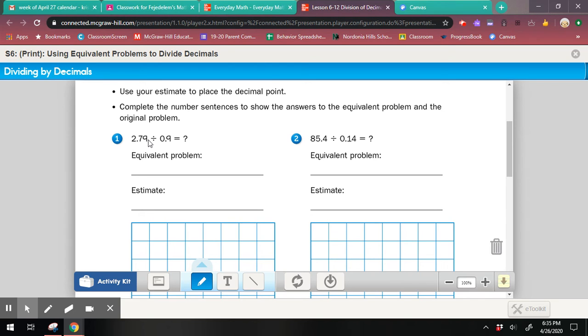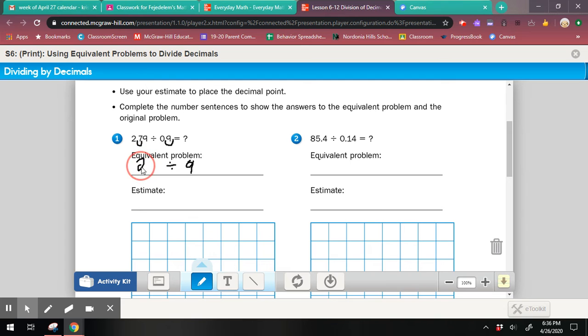2 and 79/100 divided by 9/10. So there is a decimal in my divisor. It's okay to have a decimal here in my dividend, but I cannot have a decimal in my divisor. So that means I have to move my decimal one space to make that a whole number of 9. But remember, I have to do the same thing to my dividend. So since I moved my decimal one space to the right, I have to move my decimal one space to the right in my dividend.